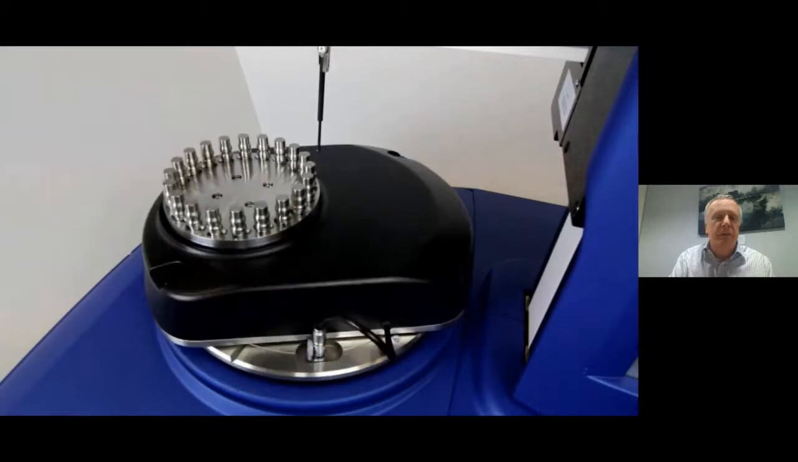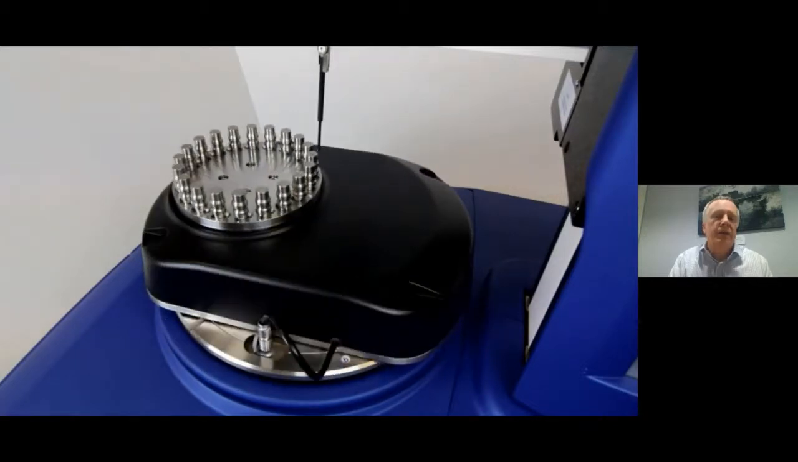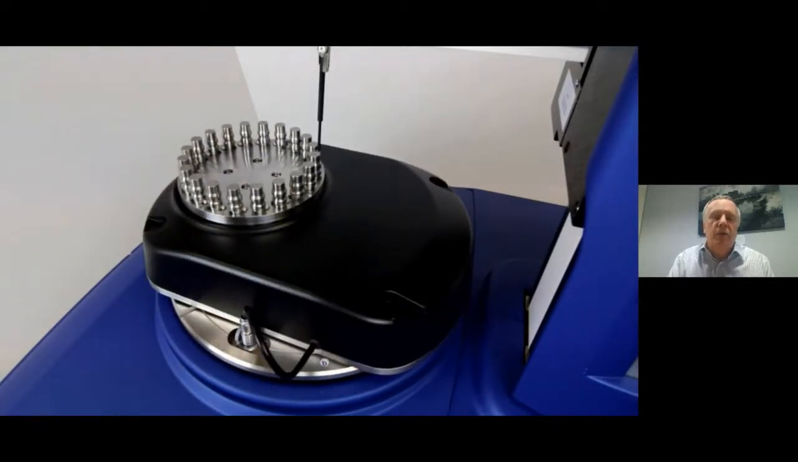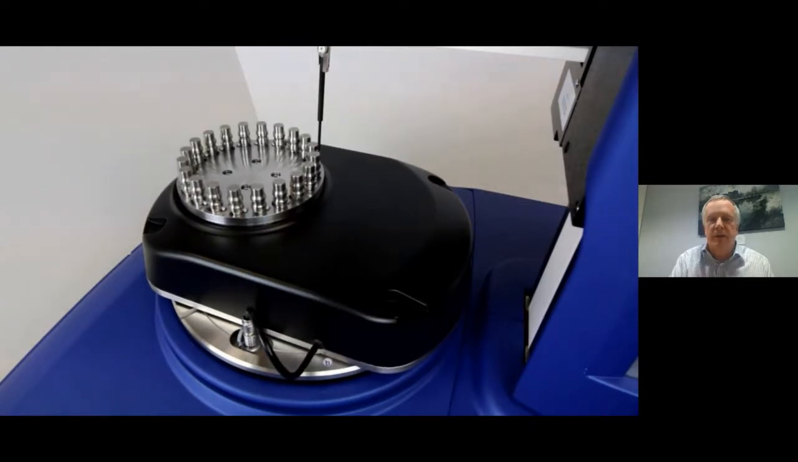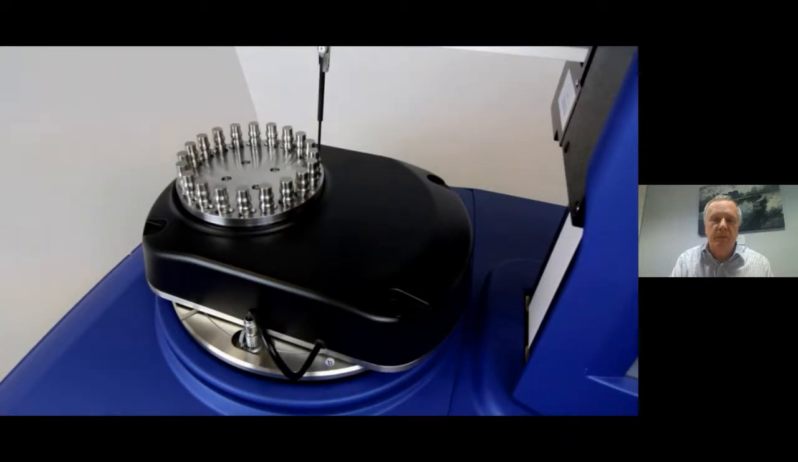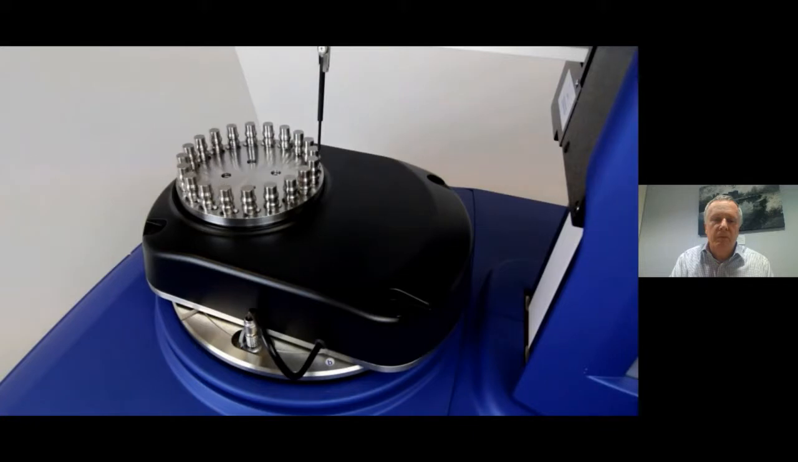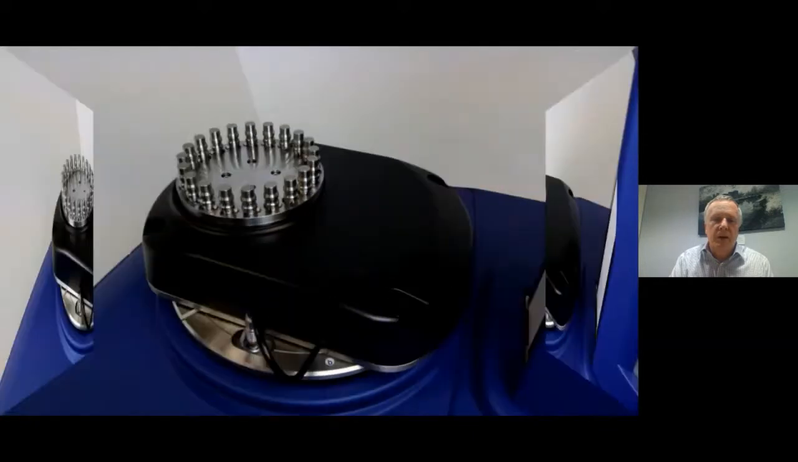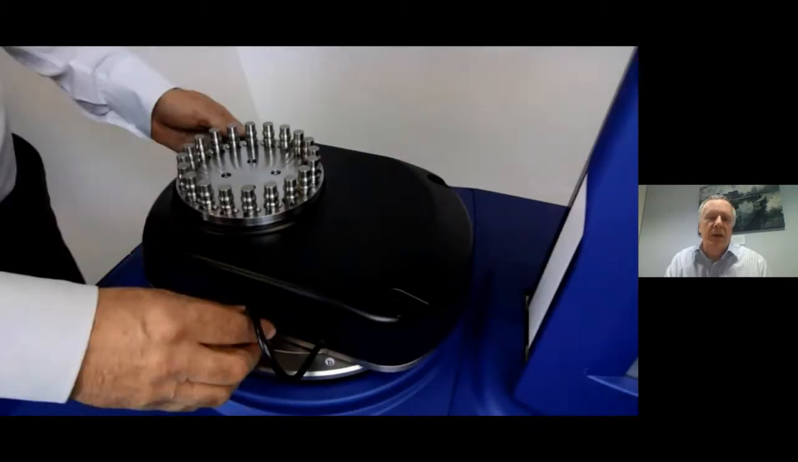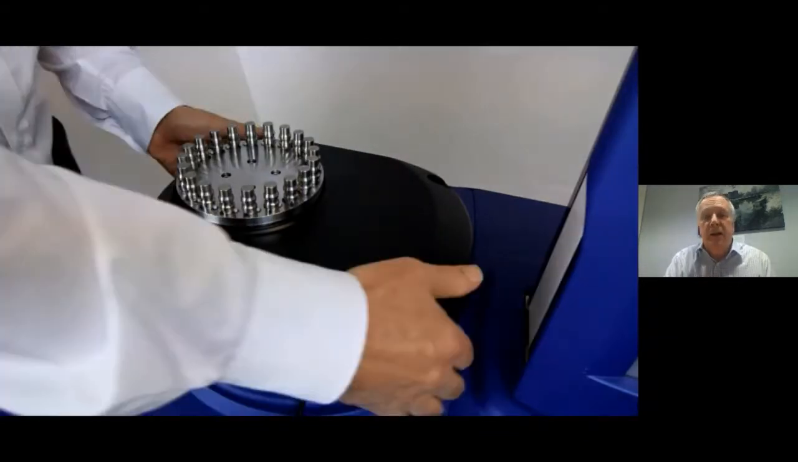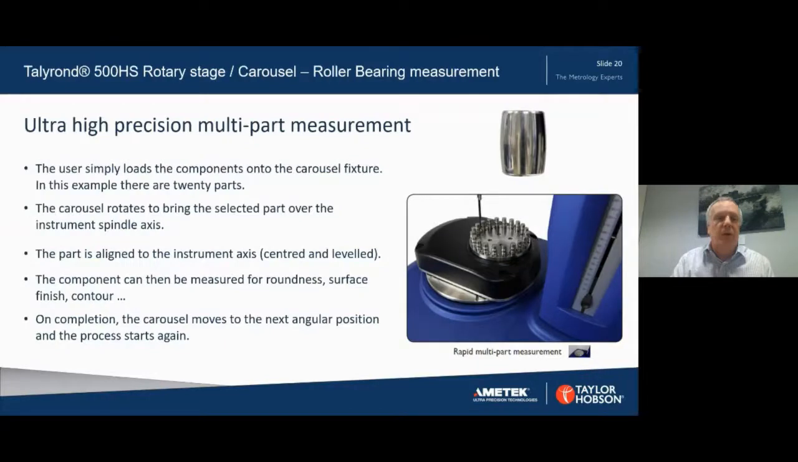Once the measurements have completed, we can remove the carousel from the system. It's very easy to remove. And we can see here my colleague taking away the carousel, and now that's available as a standard Talyrond for measuring other parts.